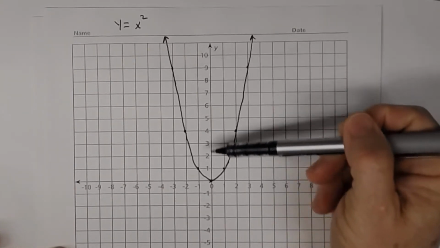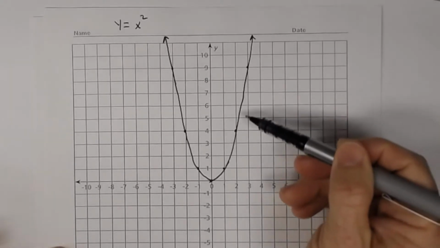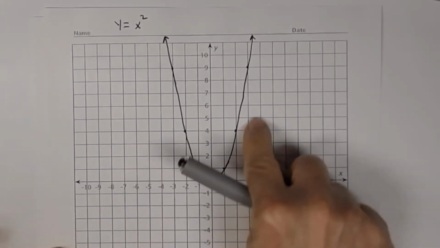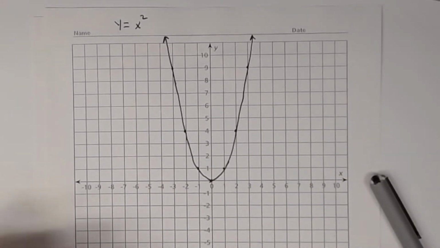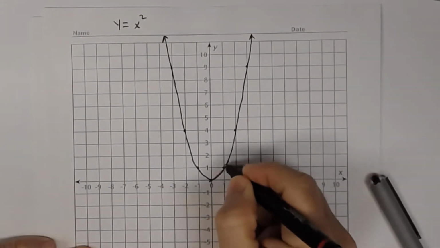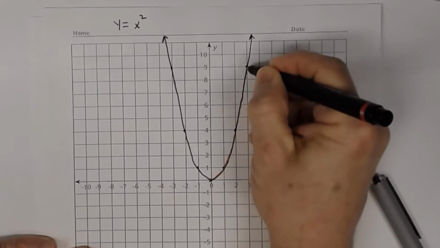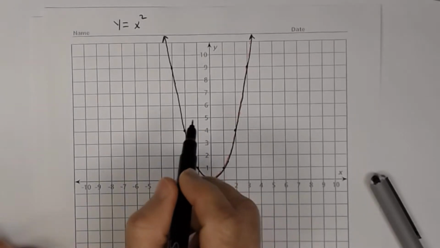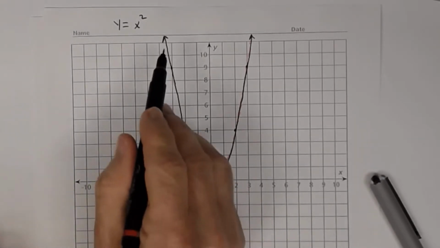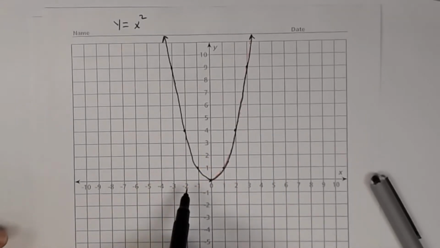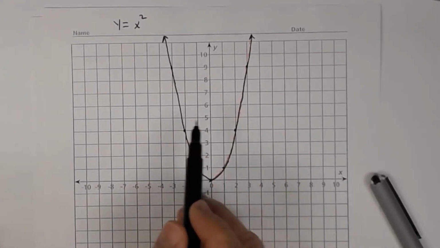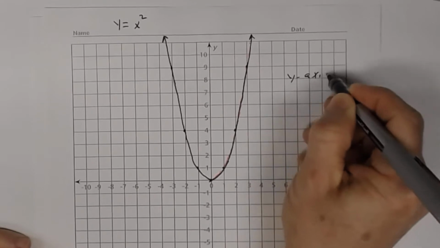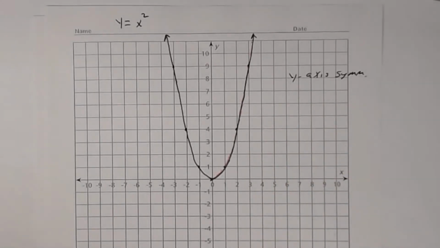Now I want you to notice something. Here's the y-axis, right? If you look at this part of the parabola, and if you were to reflect it, if I trace over it, let's see if that makes a difference. If I take this part here and reflect it about the y-axis, I get this part. See that? So this relation, which is also a function because it does pass the vertical line test, is symmetric about the y-axis. All right, so this has y-axis symmetry.